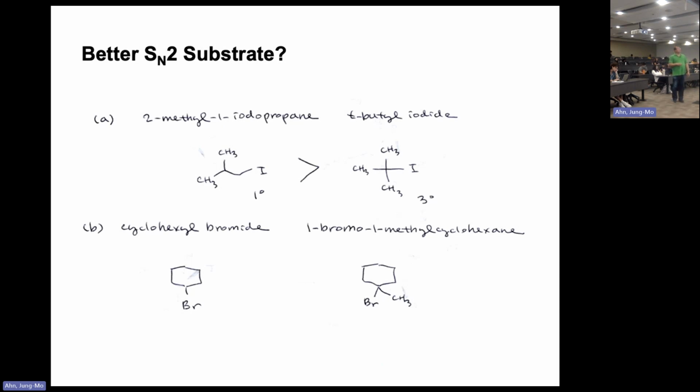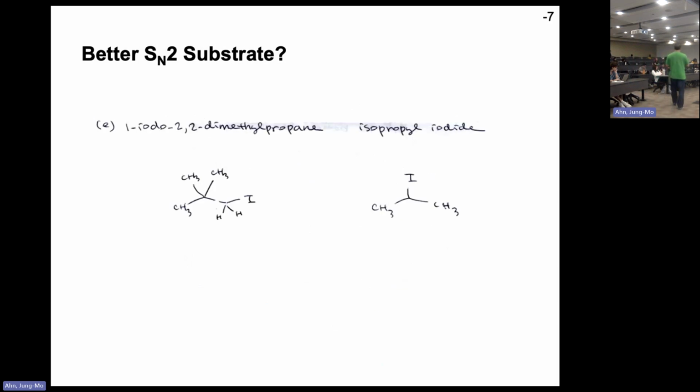Between these two, same thing, right? That bromine is on the 2 carbon, the secondary alkyl. This was a tertiary alkyl. The secondary is better than the tertiary, so this is what it is. Then there is a very popular exception.